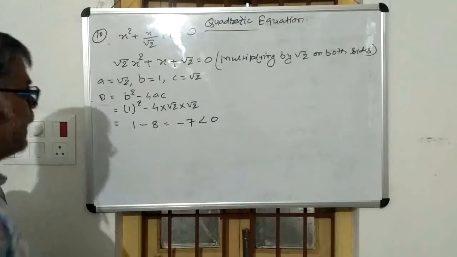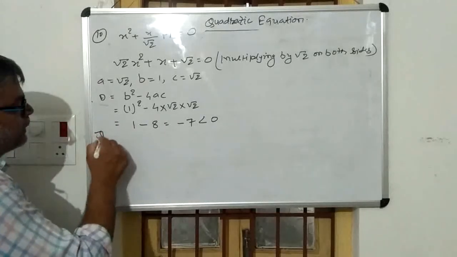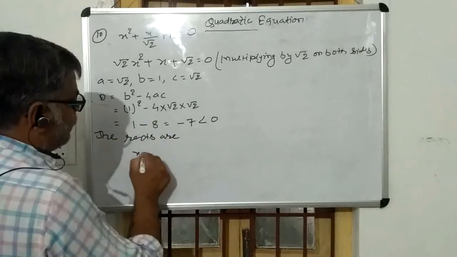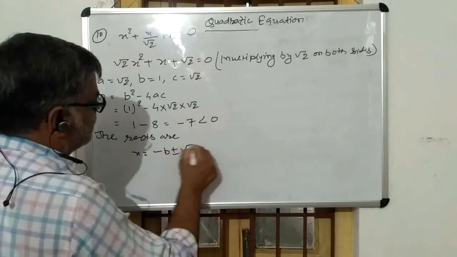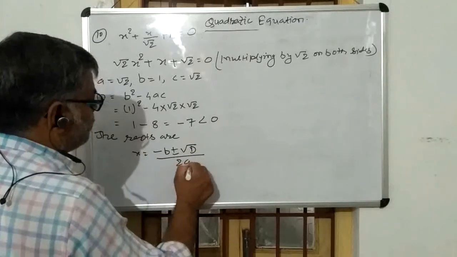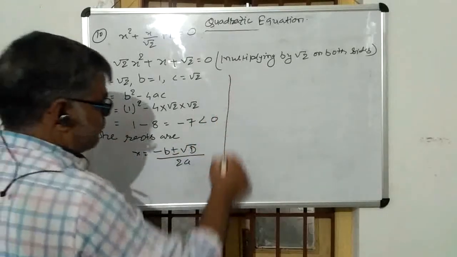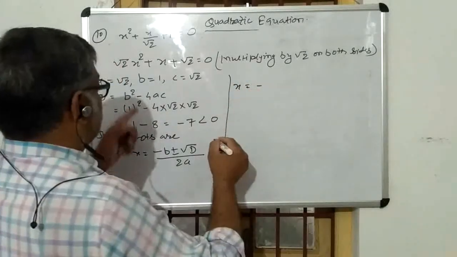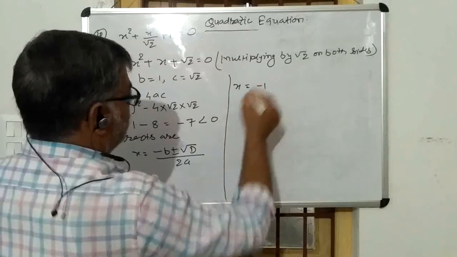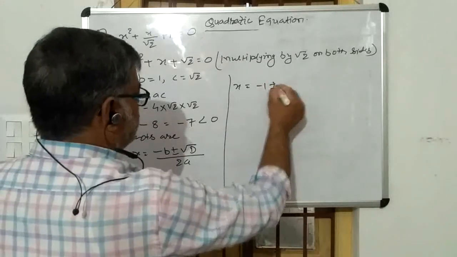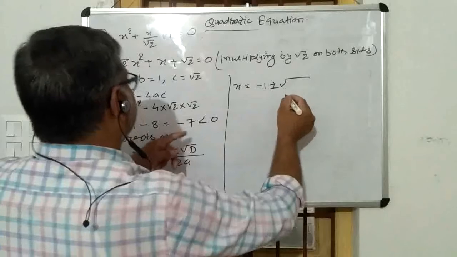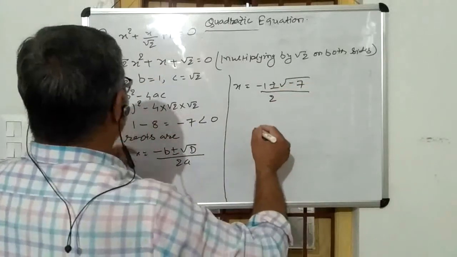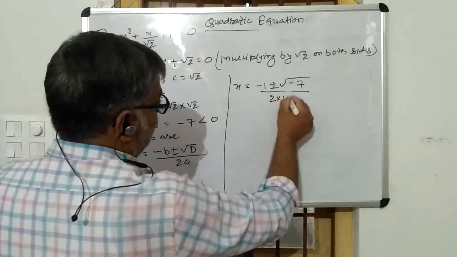Now we have to find its roots. The roots are x equals to minus b plus minus under root D by 2a. Now substitute all this in this formula. So we have x equals to minus, the value of b was 1, minus 1 plus minus under root D, that is minus 7 by 2a, that is 2 into root 2.